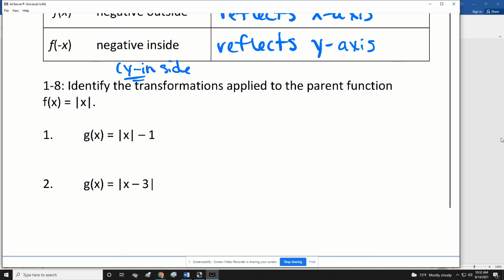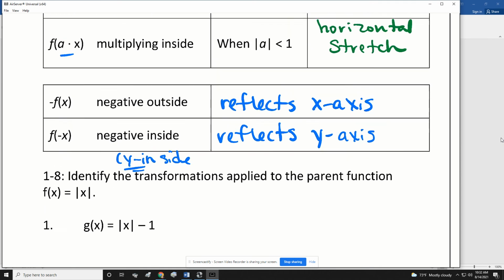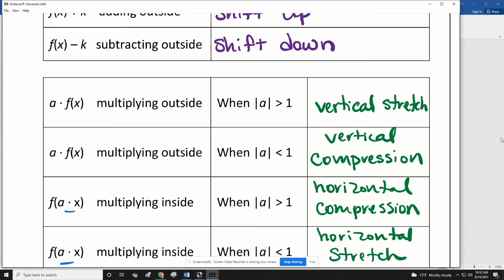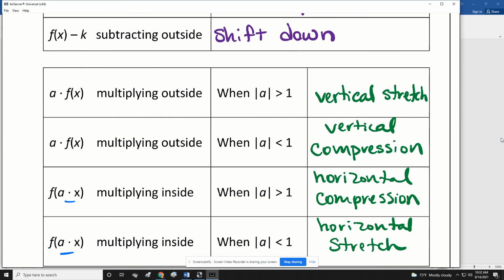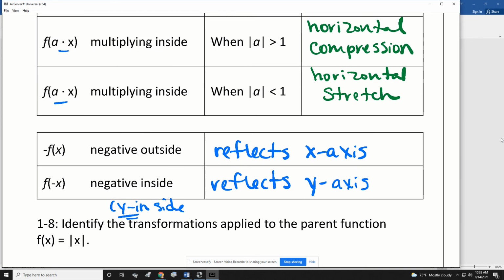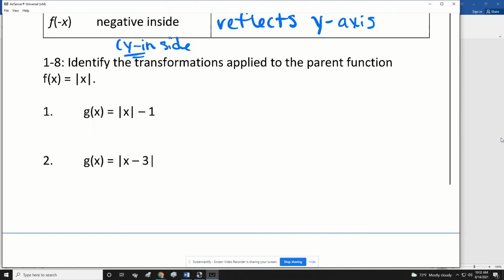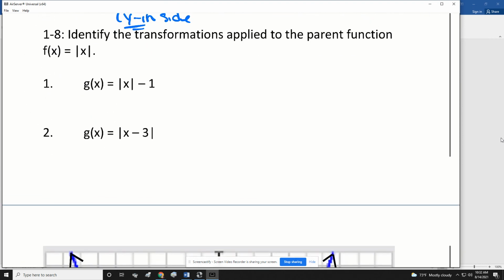All right, so for number one, that one is subtracted outside. So anytime you're subtracting outside, it's going to shift down, and it's going to shift whatever that number is, which is one. So all we have to write is down one.